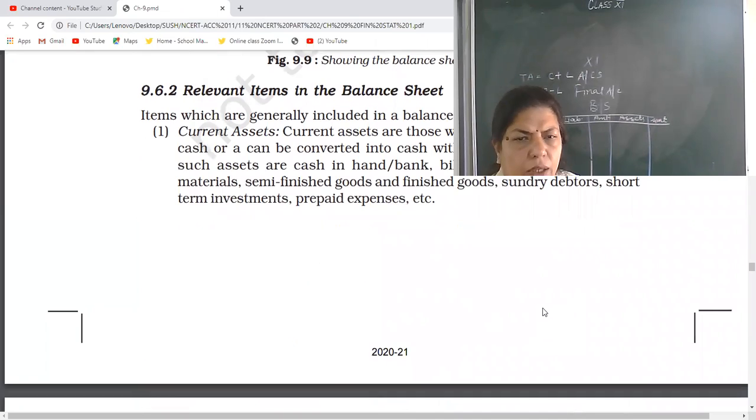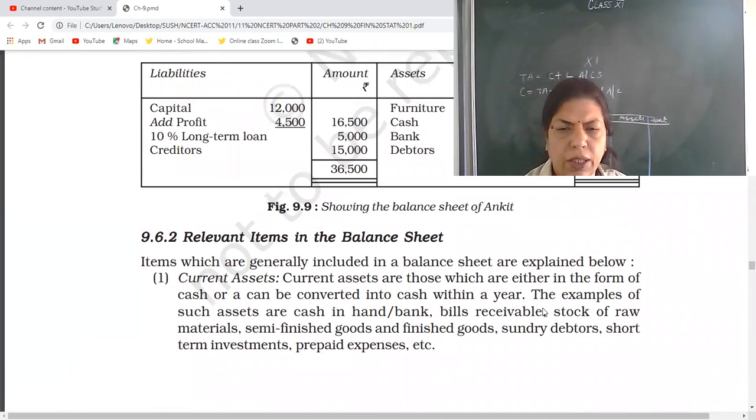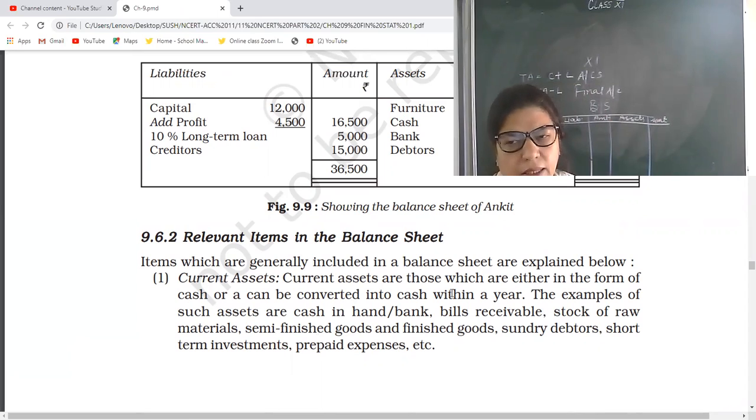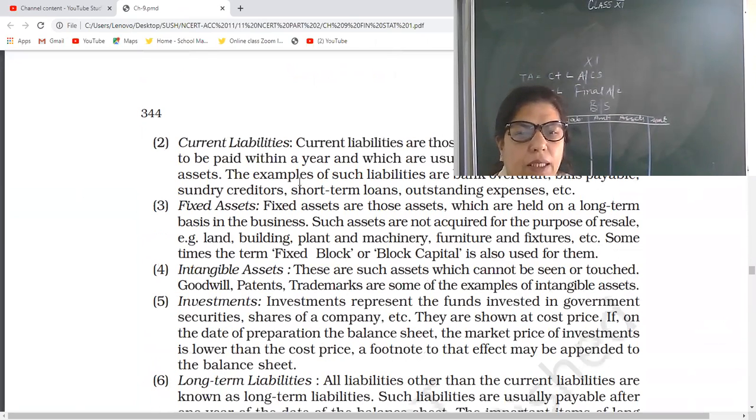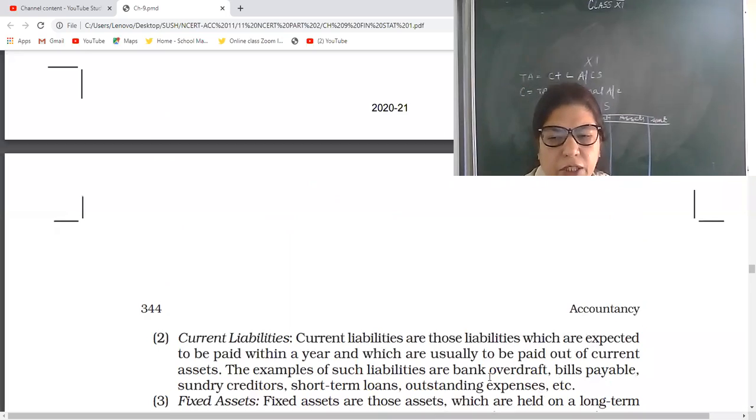See. Now, what are the items we have to show in the balance sheet? Look at the screen. Relevant items in the balance sheet. First of all, CA means current asset. Those assets which are realized within a year. Different names are there. Then current liabilities. Those liabilities which are to be paid within 1 year.